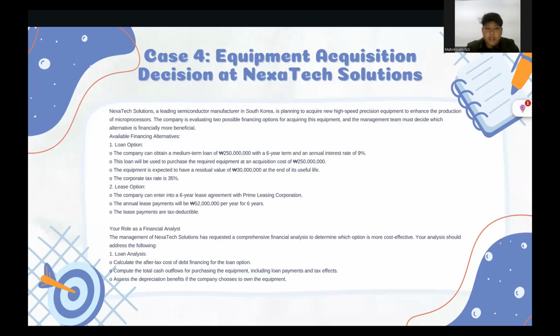Hello everyone, my name is Muhammad Hisham S and I'm here to walk through the financial analysis of the equipment acquisition option for Nexate Solution. In this presentation, we will review the details of two financial alternatives, a loan option and a lease option, and provide a recommendation based on the analysis.